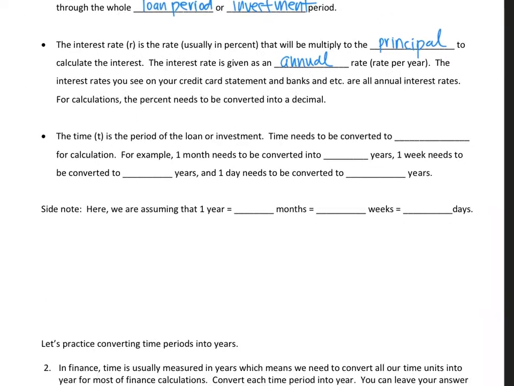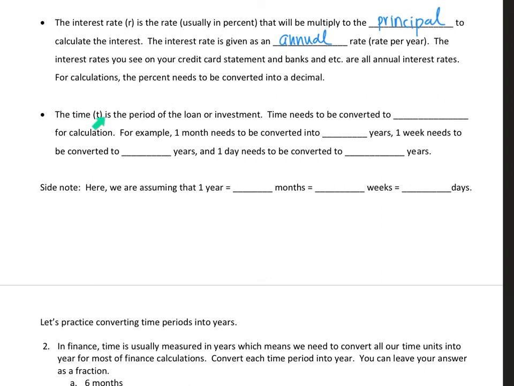The next factor is time. Time T is the period of loan or investment. So time is just time. How long are you getting the loan? Are you getting the loan for 2 months or 2 years? Or are you investing for 5 months or 6 months or 5 years? Time needs to be converted to years. You can notice that interest rate is given in terms of annual rate, which is per year. So time also has to be in terms of year. So time needs to be converted to years for calculation.